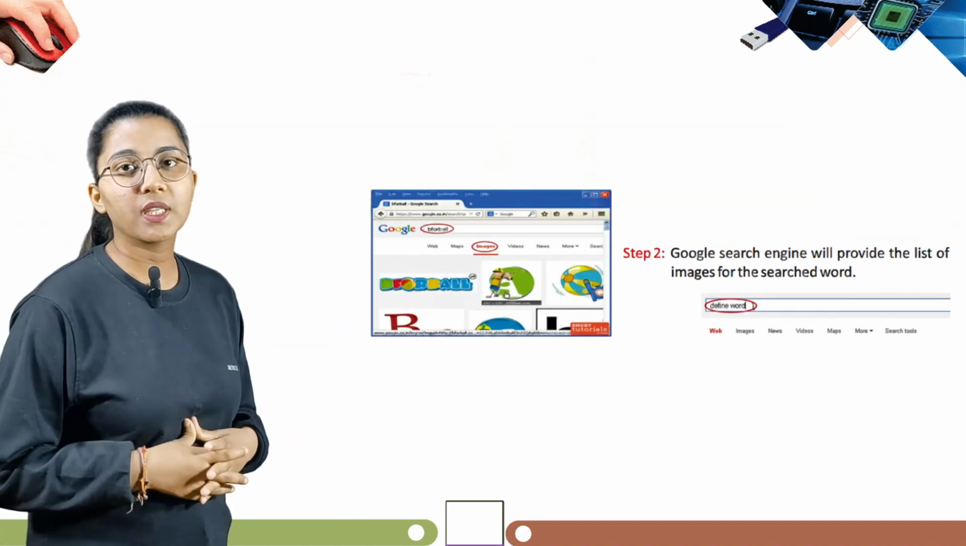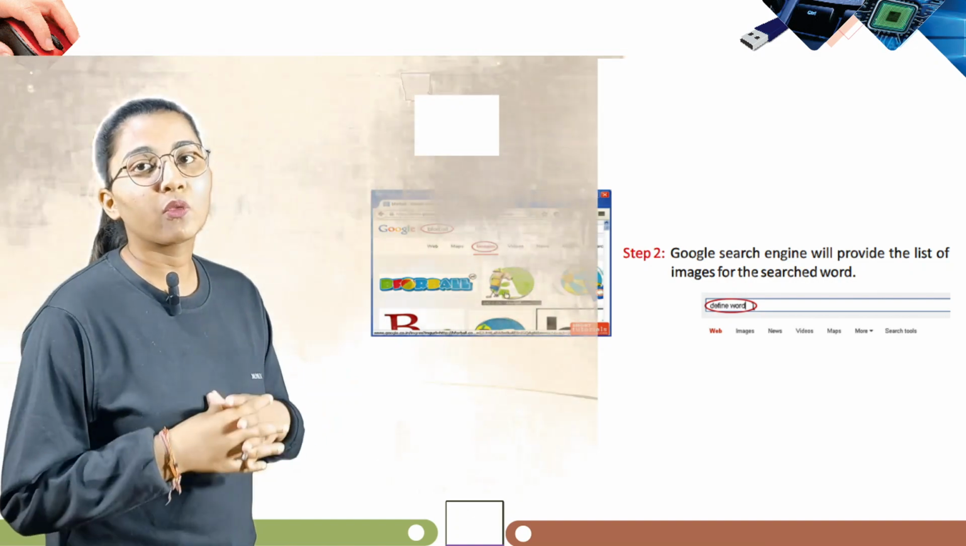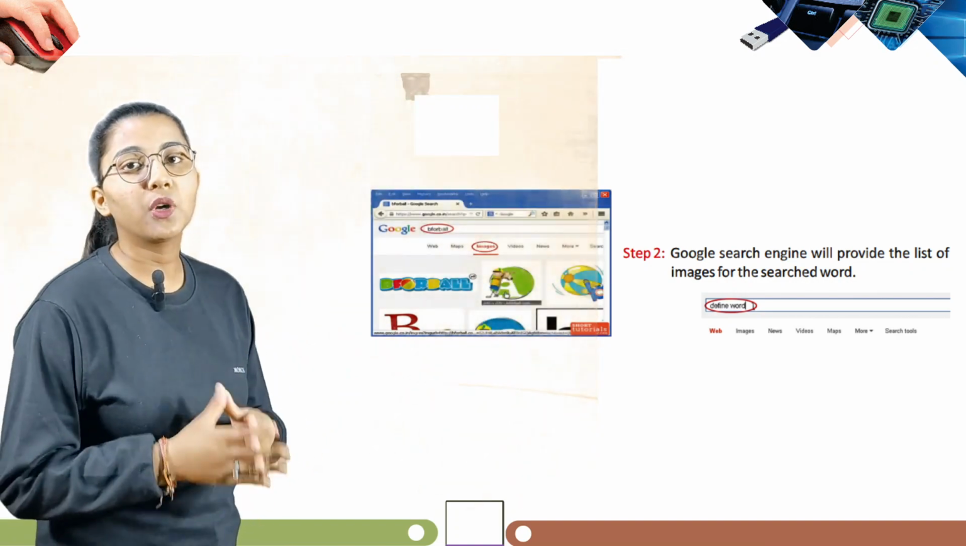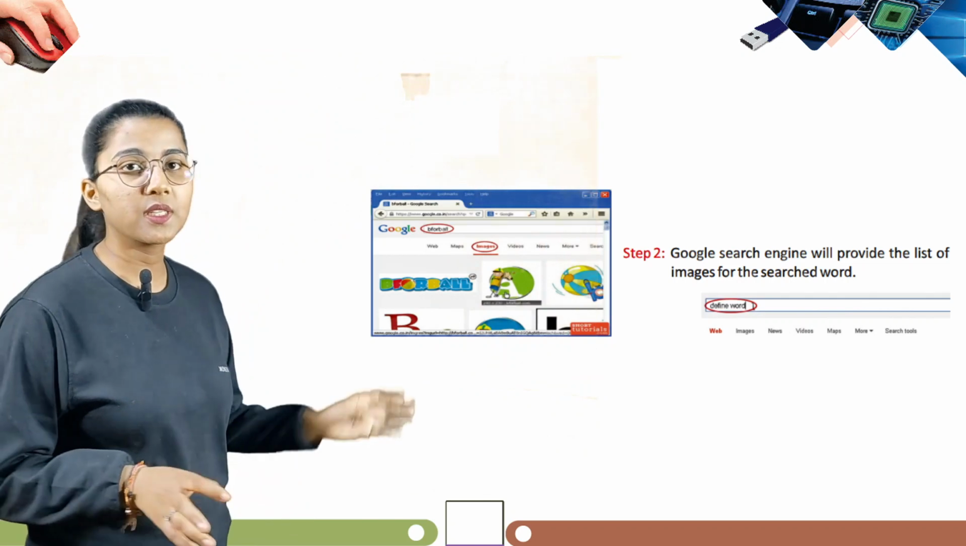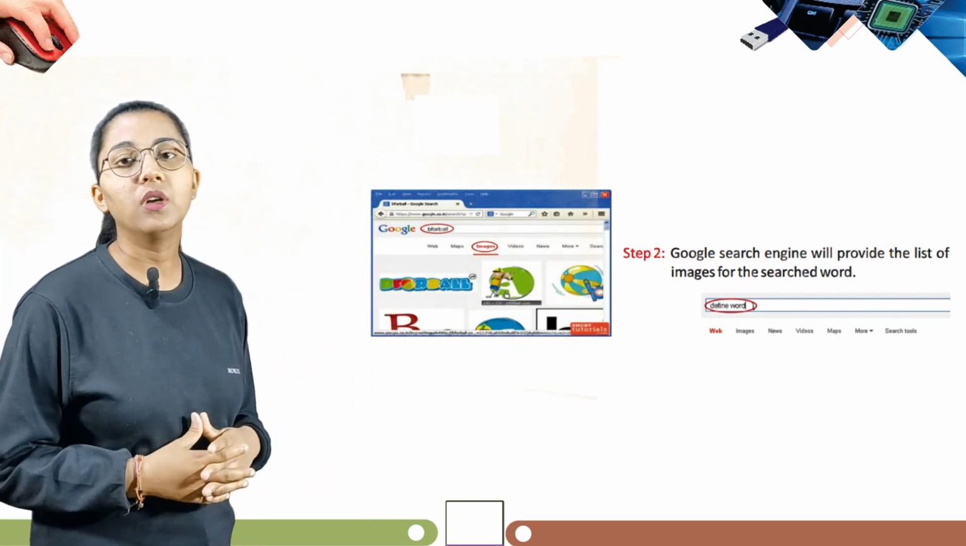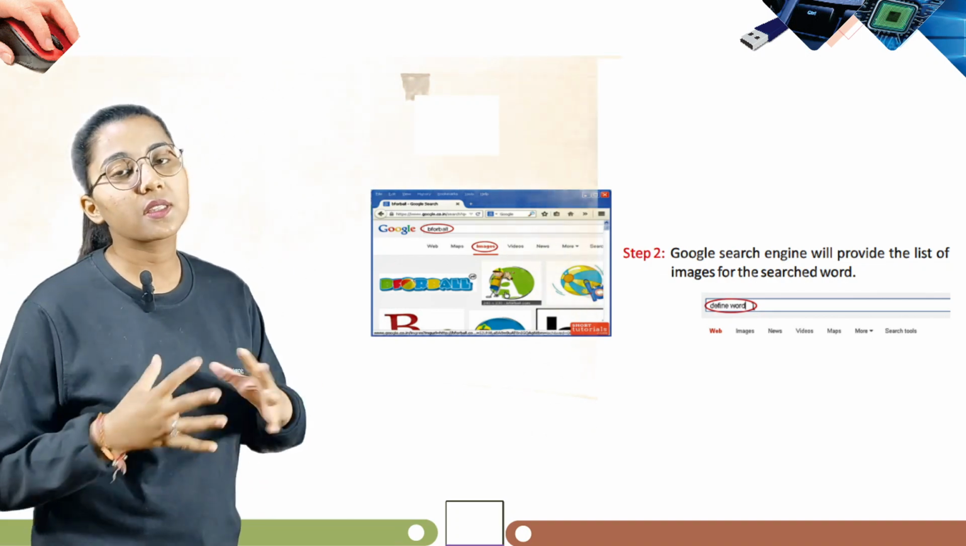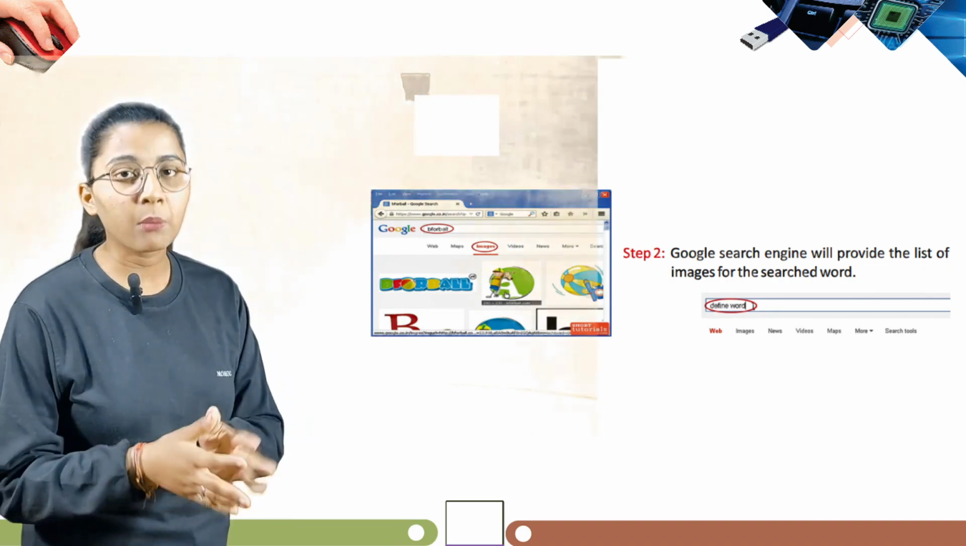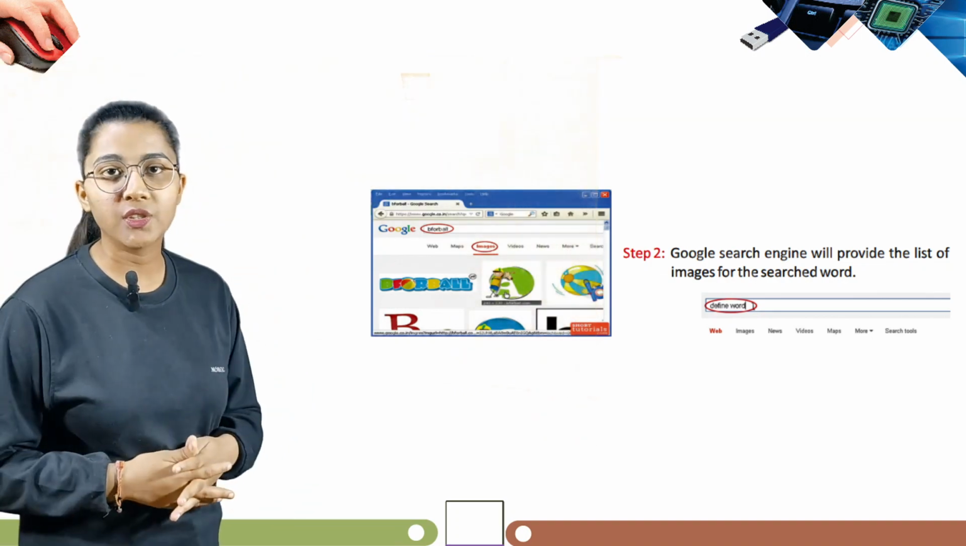Now our step 2 is Google search engine will provide the list of images for the searched word. So students, here you can see the interface of our second step. Now step 3. So students, this is how you can search anything by an image in Google search engine.